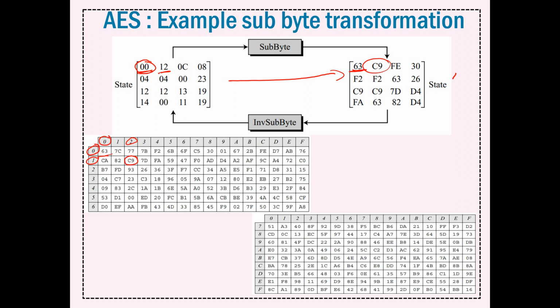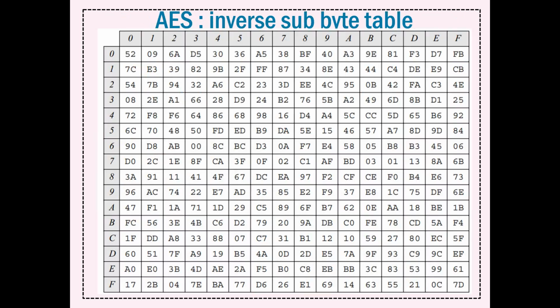Am I clear? The inverse table will also be there. I think we have the inverse table here. This is the inverse table. The same process is adopted, but this is at the receiver end. If you are at the receiver end and you want to do the other way around, you come back to the data, then the same thing will happen, state prime to state.